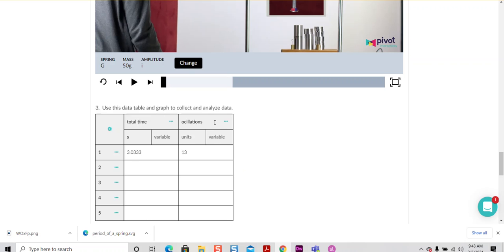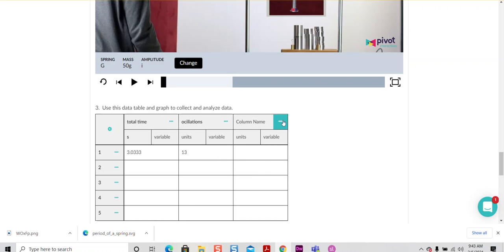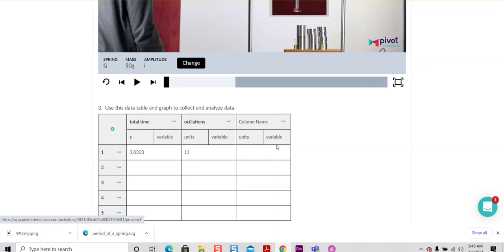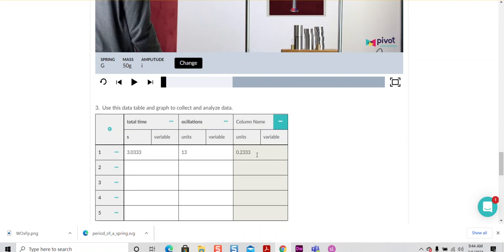Okay, now I'm going to add another column over here. So I'm going to come over here and I'm going to add 1 to the right, and I'm going to tell it to calculate the period by taking the total time and dividing it by the number of oscillations. So that's time for 13 oscillations. I want to know the time for 1 oscillation. So if I take the total time and divide it by that, and that was not right, so let's clear that out. Total time divided by the number of oscillations, submit, and that tells me the total time for 1 oscillation.